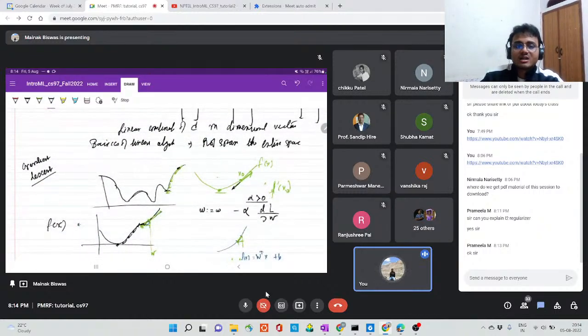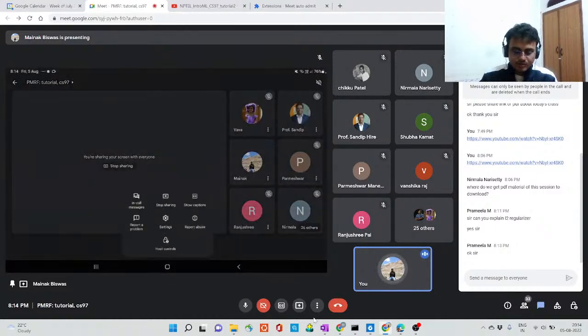So I'll try and show you the code, how to run it. You'll also get the Jupyter Notebook code for this. I'll show you how to code this thing, and then we'll stop for the day.